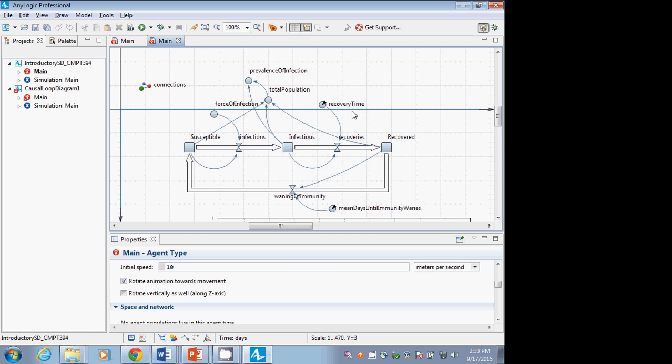If there's zero net flow in, what is that stock doing? Zero net flow. It's staying constant. It's not changing over time. If there's negative net flow, in other words, if there's more flow out than flow in, so if waning of immunity, the number of people per week leaving by waning of immunity exceeds the number of people who are recovering per week, what is this stock of recovery going to be doing?